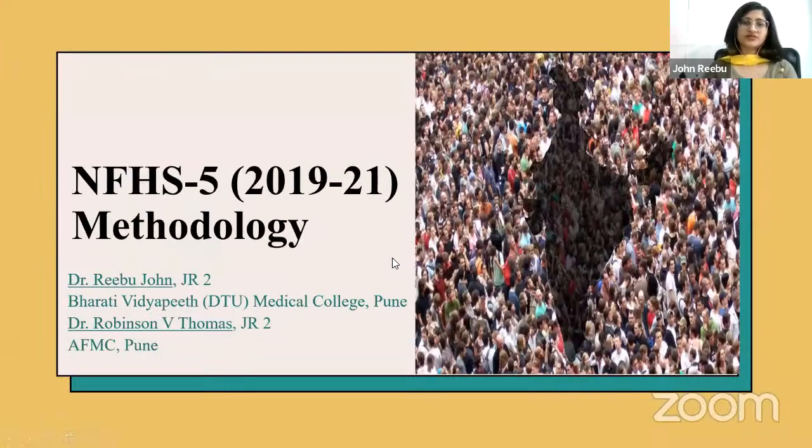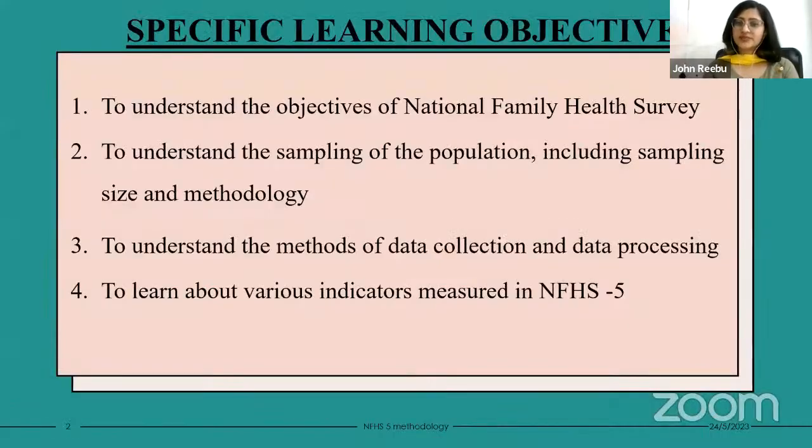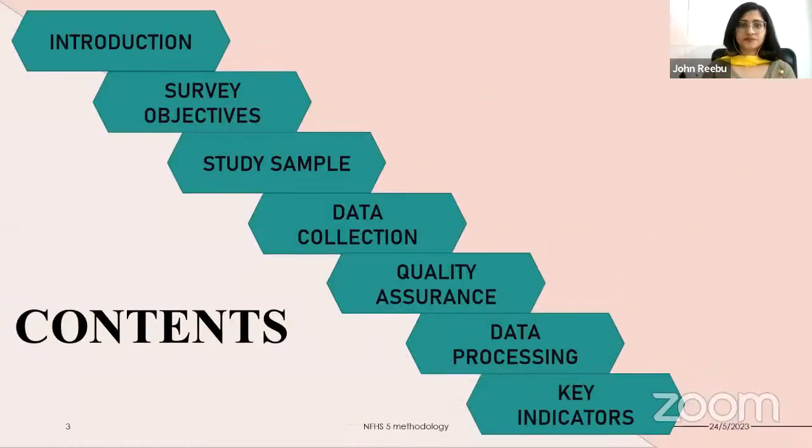Good evening, everyone, and welcome to the seminar. Today, Dr. Robinson Thomas and myself, Dr. Reebu John, will be presenting the methodology of National Family Health Survey 5. So in this seminar, you'll be able to understand the objectives of National Family Health Survey 5, and you'll be able to understand the sampling of population, like how the sampling size was calculated, how the methodology of sampling was done, and to understand the methods of data collection and data processing. And also you'll get to know about the various indicators that were measured in National Family Health Survey 5.